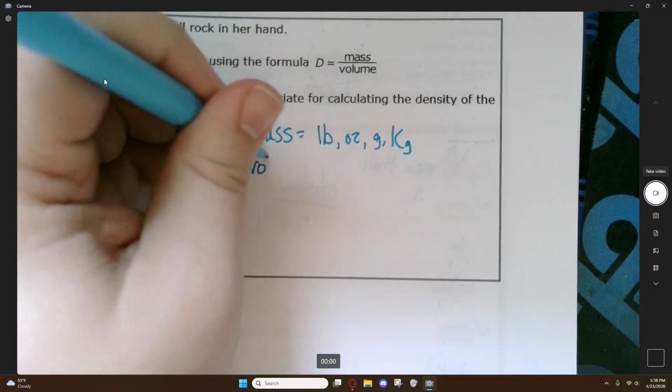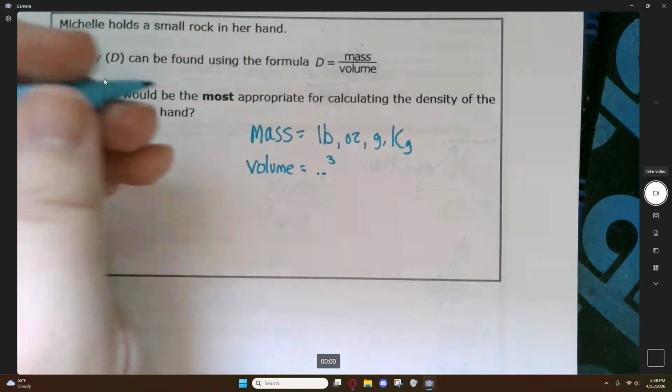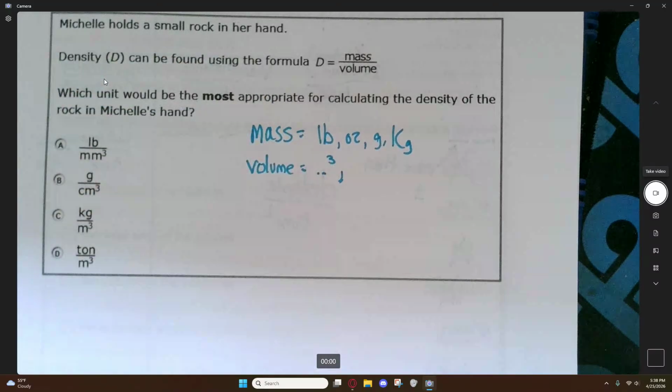Volume is something cubed, okay? So, volume is something cubed. So in this case, we do have a whole bunch of things that have a mass and a volume cubed. So now we have to think about what's most appropriate.